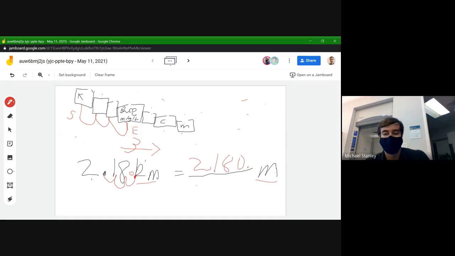All right, awesome. So that is how you use the ladder method. You figure out where your starting and ending points are, and then you jump however many spaces you need to get from the starting point to the ending point. And then you do that same number of jumps in the same direction with your decimal point on your number. And that will tell you how to convert from one size of your units to another.